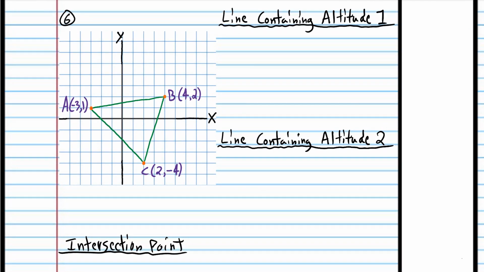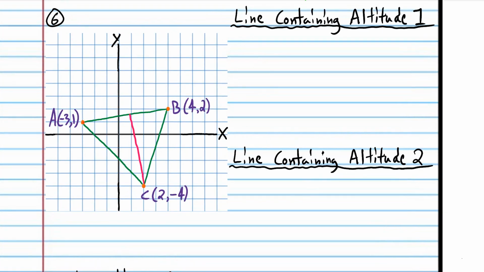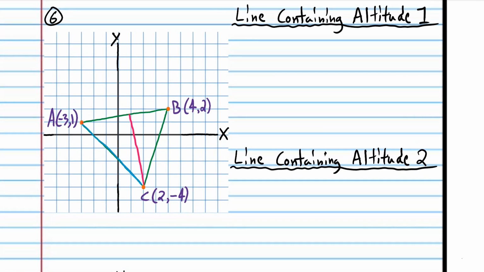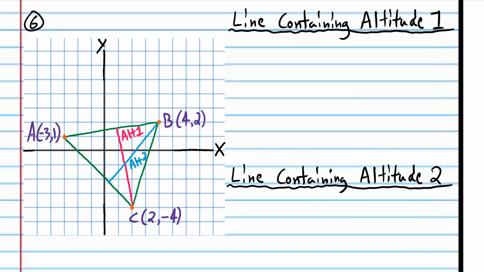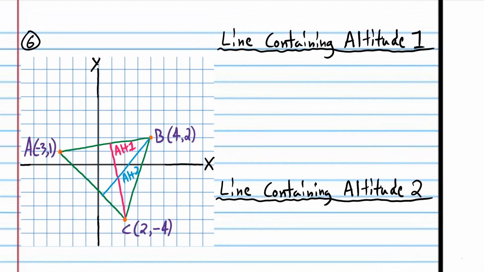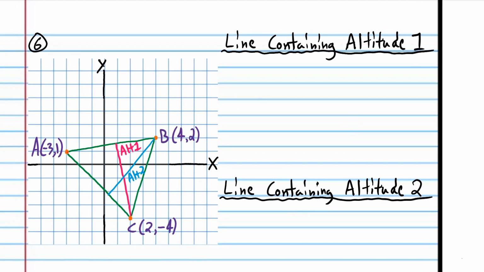I'm going to consider this side to be the base. So that would mean that this would be an altitude. And I'm going to consider this to be the base. Then the corresponding altitude would be like so. So I'm going to mark that altitude 1 and altitude 2. So we're going to find the equation of the line containing altitude 1 first.